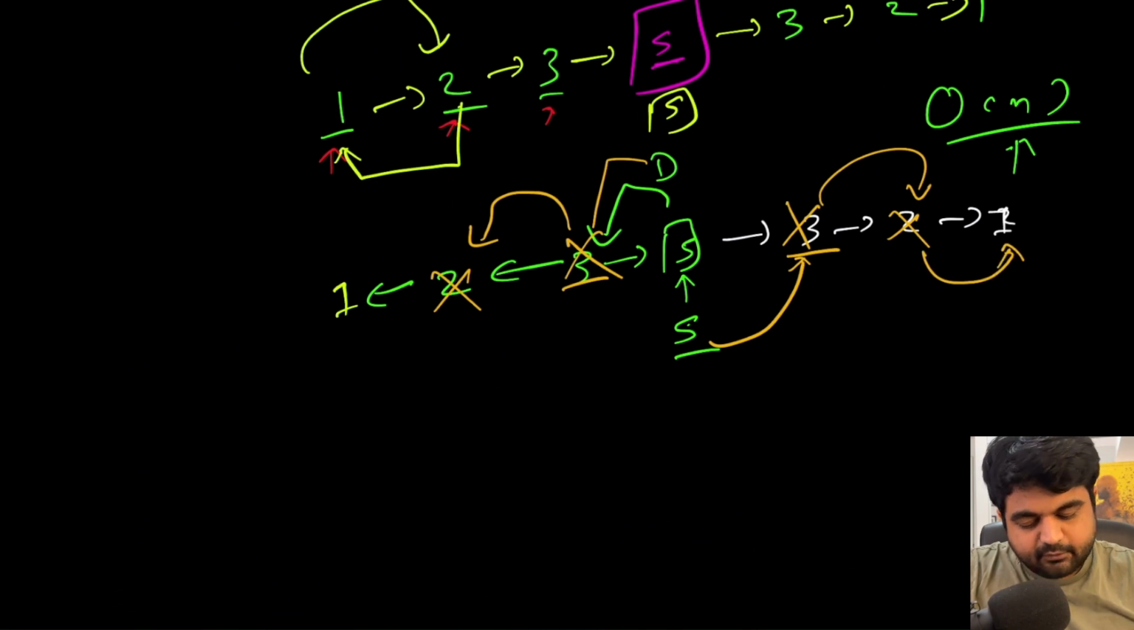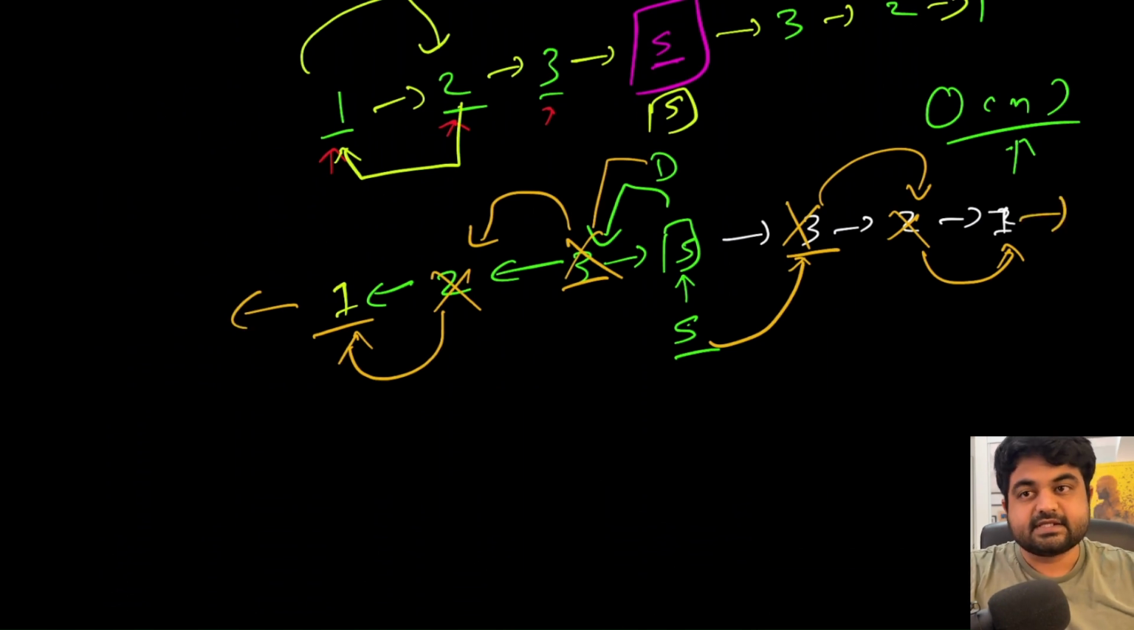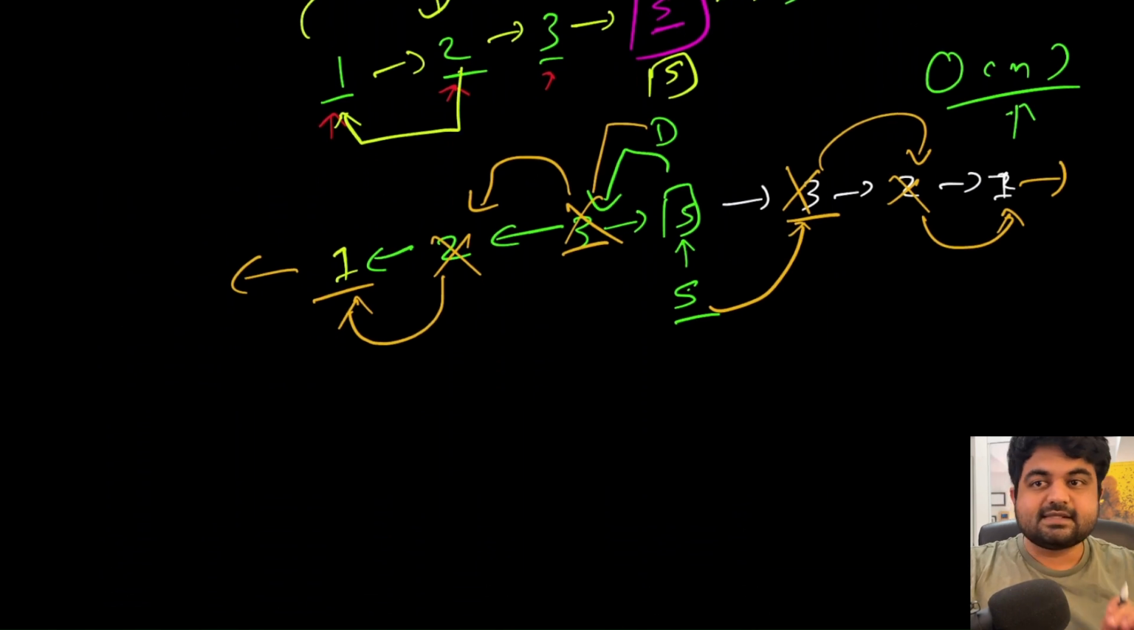And in the same way, if we keep on iterating, eventually we would reach the end of the list from this side and also the end of the list from this side, and then we can determine whether this is a palindrome or not. So this is the second approach.